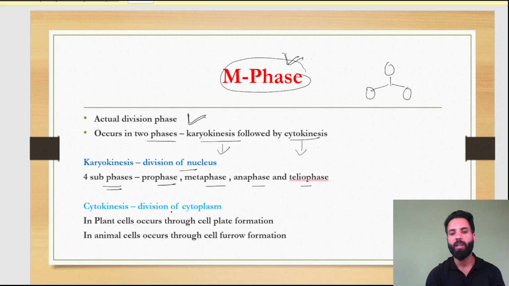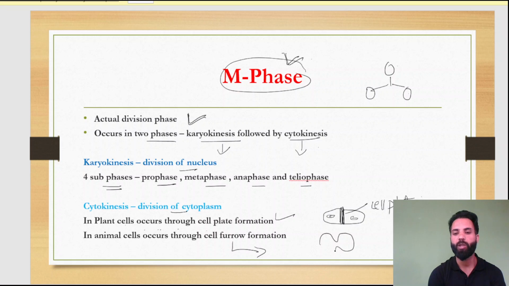And then there is cytokinesis, that is division of cytoplasm. In plants, cytokinesis occurs through cell plate formation. For example, this is a plant cell, and when the plant cell cytoplasm divides, there will be the formation of a partition at the middle of the cell, called the cell plate, and through the cell plate formation the cell will give rise to two daughter cells. And in animal cells cytokinesis occurs via furrow formation. The cell membrane develops a furrow, and that leads to the separation of the cytoplasm between the two cells. This is called cell furrow formation.